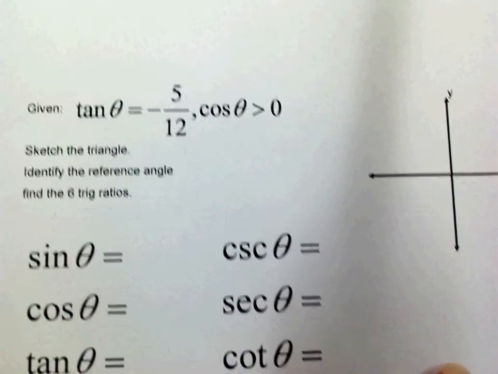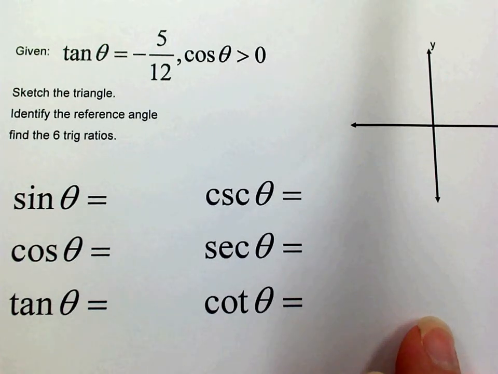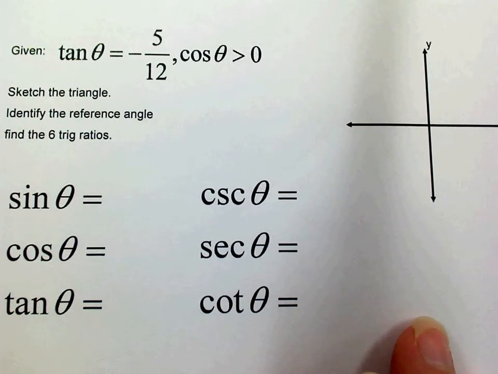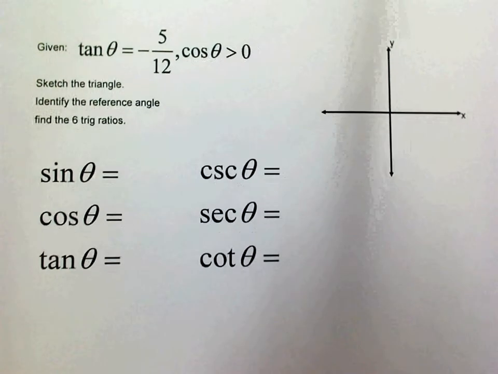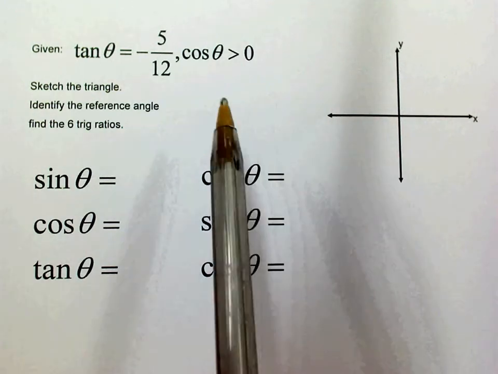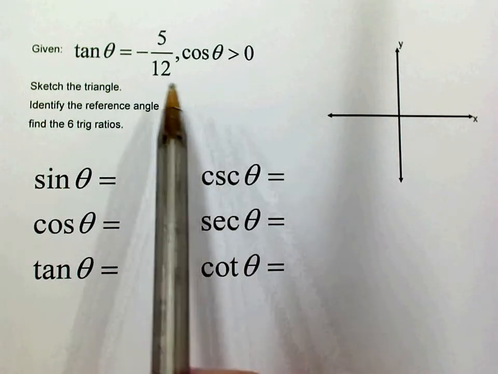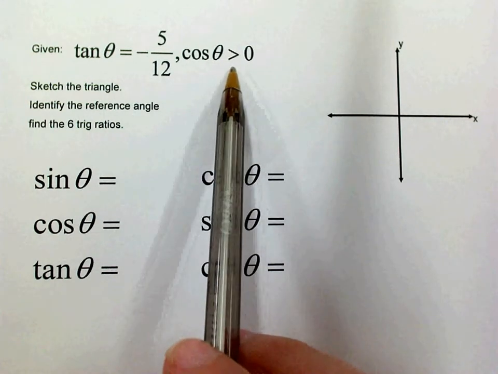Okay? So what about this one? Write down tangent is -5/12 and cosine is greater than 0. Okay. You pick whichever one makes the most sense to you, whichever one is easiest to you. To me, cosine being greater than 0 is easier as a clue. You know what I mean?